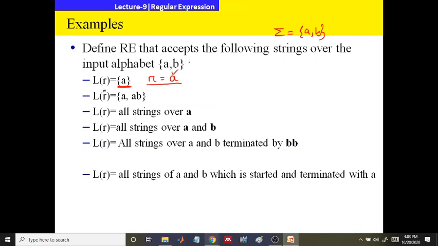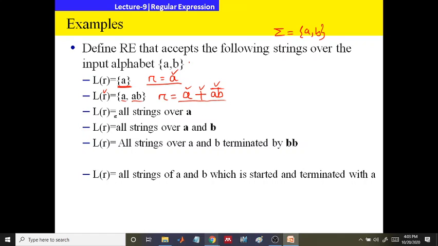Now I want to write the regular expression for the language which contains two strings, A and AB. So what will be the regular expression? The regular expression will be R equal to A, or means plus operator, plus AB. So this is the regular expression. In this regular expression you see there are two operators. One is the concatenation operator, another one is the plus or union operator. Here the concatenation operator is having higher precedence than the union operator. So first AB will be concatenated, then whatever we get will be united with A, right?